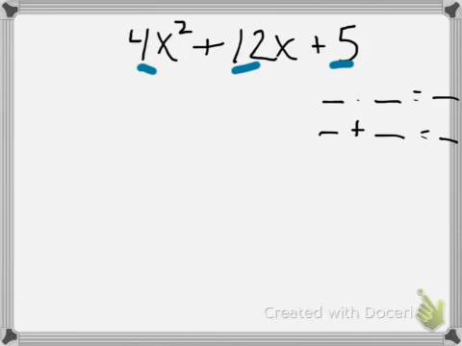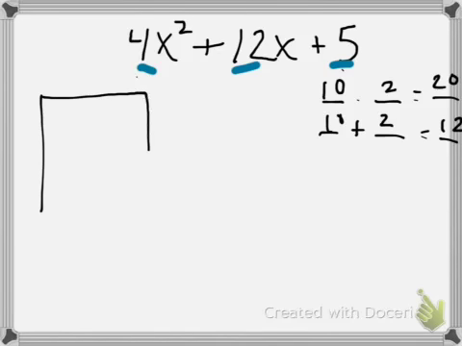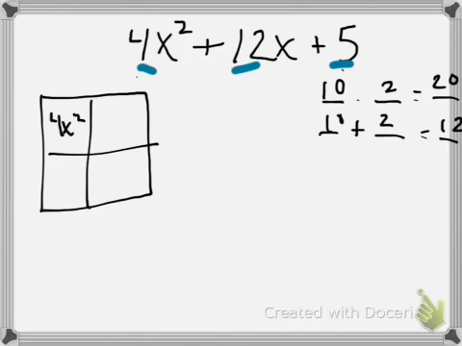So what multiplies to get 20, because 5 and 4 is 20, and then adds to get 12? So 10 times 2 is 20, and 10 plus 2 is 12. So then you come over, and you do the box method. So you put 4x squared here, and then your 5 right here. And then you put your two numbers that you just found on the other two spots.